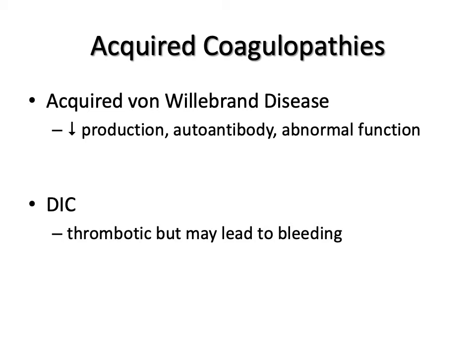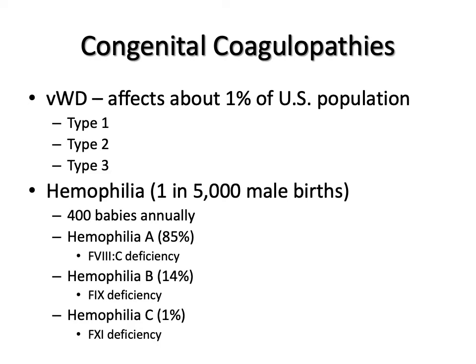Although DIC is a thrombotic condition, it may lead to bleeding. DIC will be discussed later in the thrombotic disorders. Congenital von Willebrand disease is a hereditary condition that affects primary hemostasis, or platelet adhesion, and thus patients will exhibit abnormally prolonged bleeding times. There are three types of von Willebrand disease: type 1, type 2, and type 3.